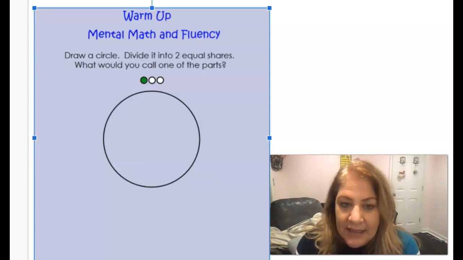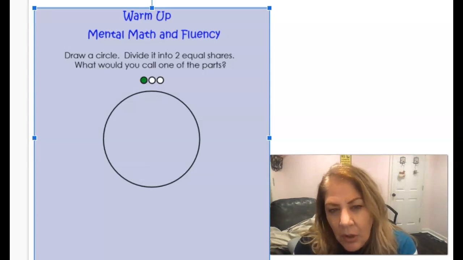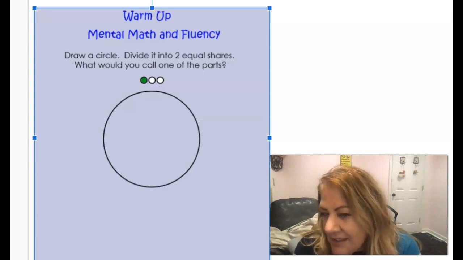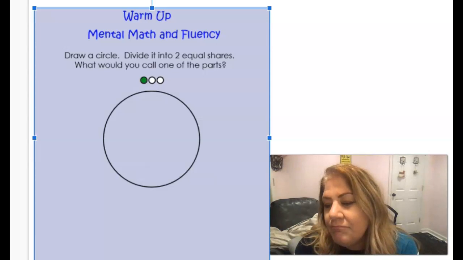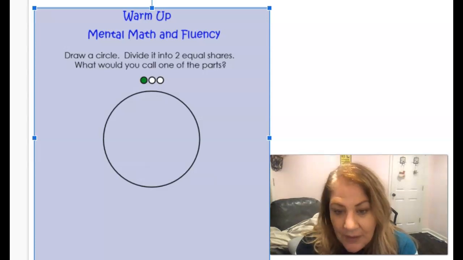And once you did that, I want you to tell me what you'd call one of the 2 parts. What do you call that? Drawing a circle, break it into 2 equal shares. Hopefully you had a pencil with you and paper or a dry erase board.